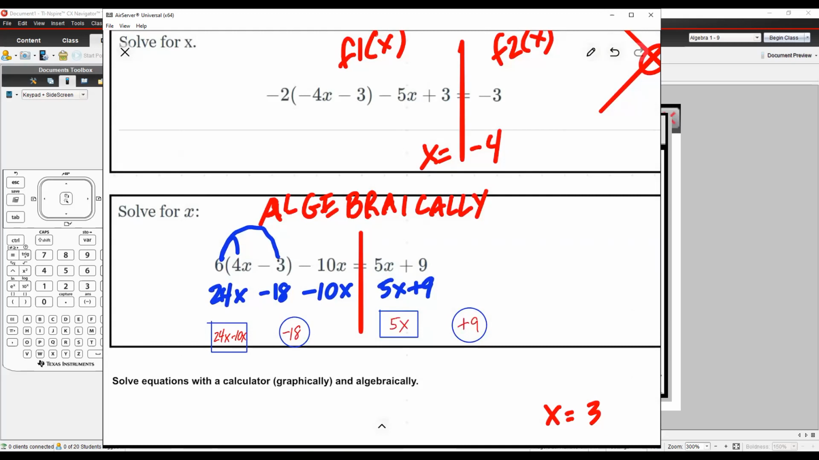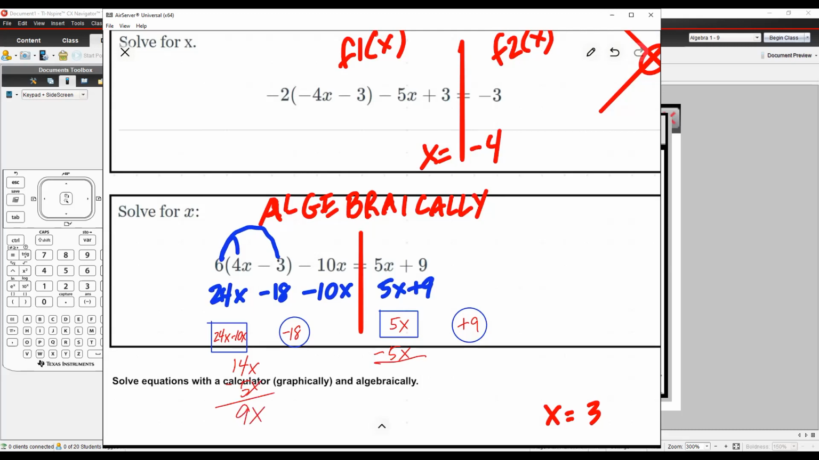Now, you got to get the circles on one side and the boxes on the other side. So 24 minus 10 is just going to be 14x, right? And then I got to move this 5x to the other side. So I'm going to do the opposite. So this is a positive 5x, so I'm going to subtract 5x. So that means I need to subtract 5x from this side. So I'm going to have 9x on the left-hand side.